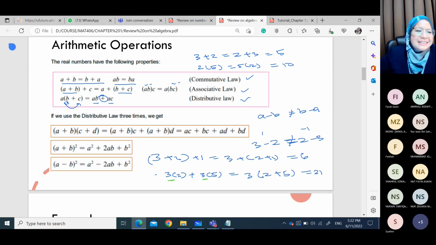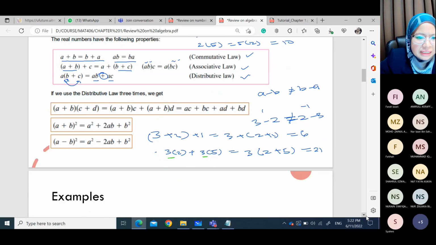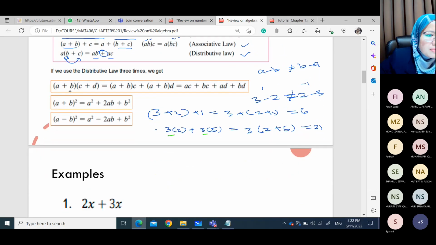Macam tu. Okay. Alright. So next we have, if we use the distributive law 3 times, you get this one. Kita akan dapat ni lah. Okay, so A plus B times C plus D. We have A plus B times C. Yang ni you darabkan dengan C. And then the next one, A plus B times D. So we have this one: A plus B times C plus A plus B times D.